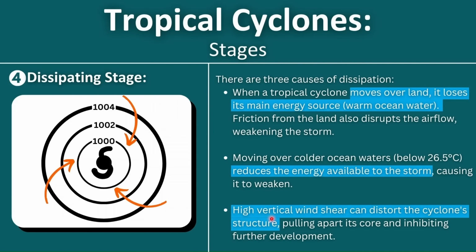Now, high vertical wind shear can distort the cyclone structure. This will pull apart its core and inhibit further development.